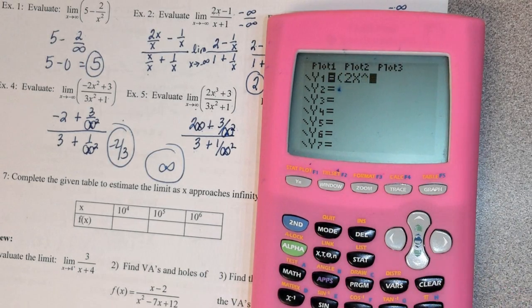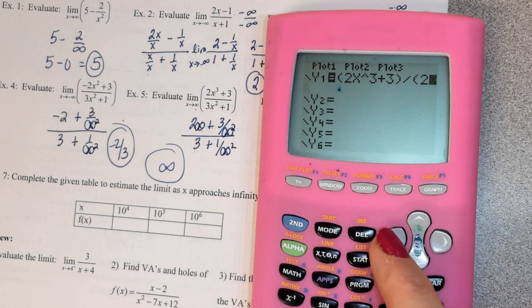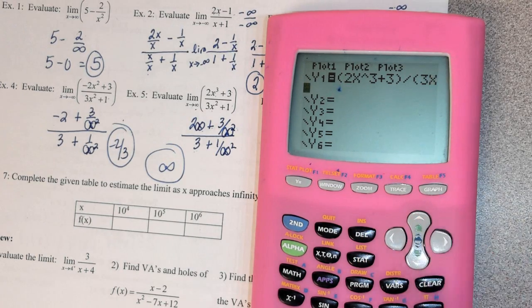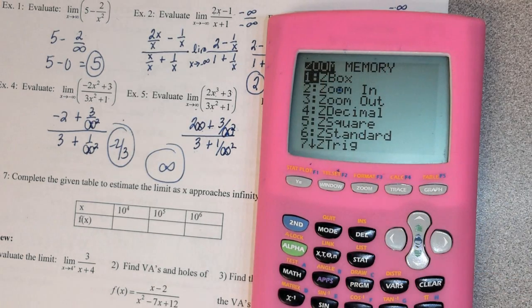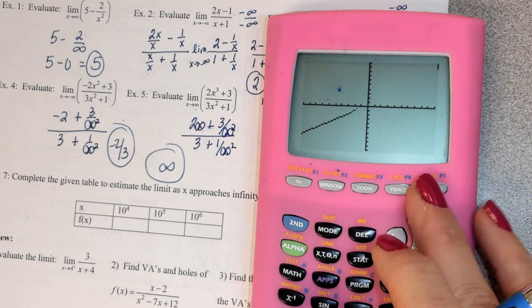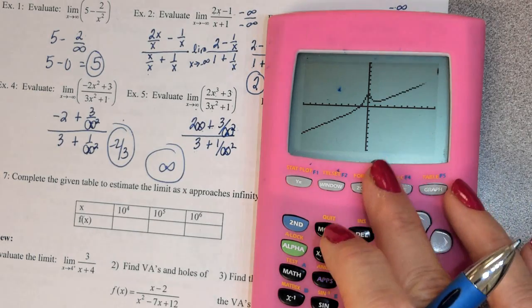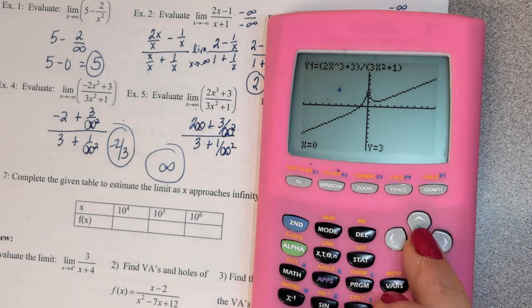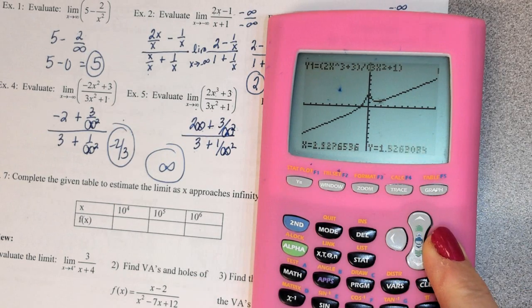Well, if I put this function in, and I want to see what happens to this function as we get closer and closer to x being infinity, I'm going to get this. I do my zoom standard. Okay, here's the way the function looks. I'm going to trace it, and I want to know what happens to the y value as x goes to infinity. So I push the arrow to the right because I want x to get larger and larger.